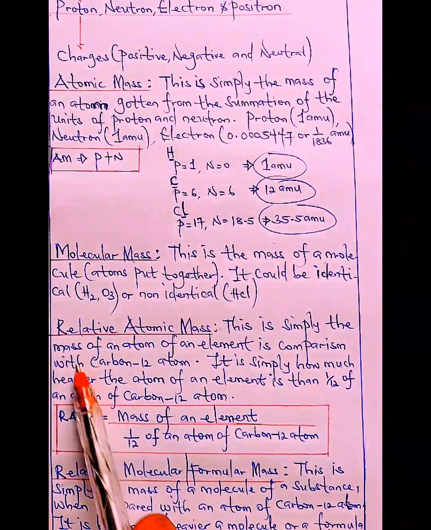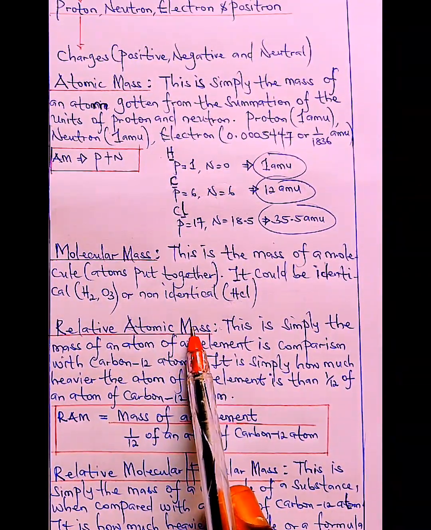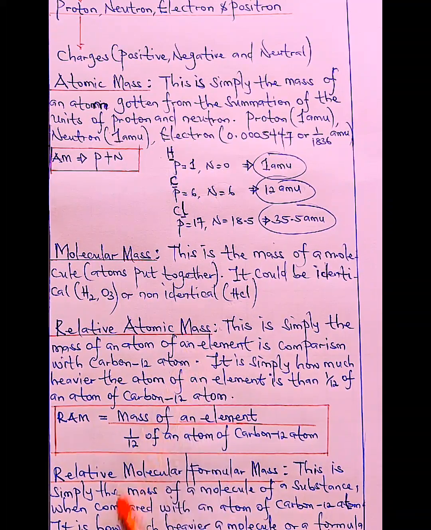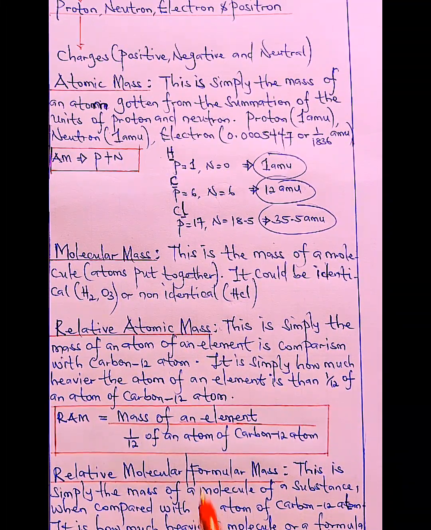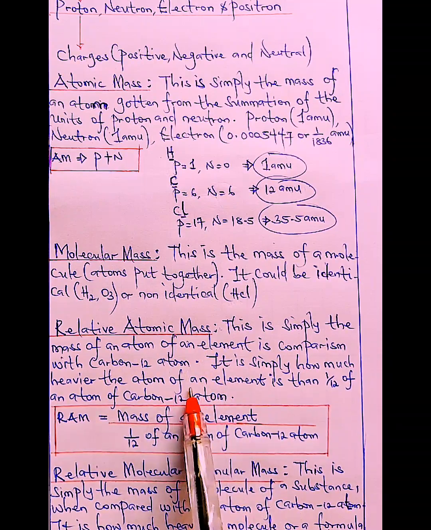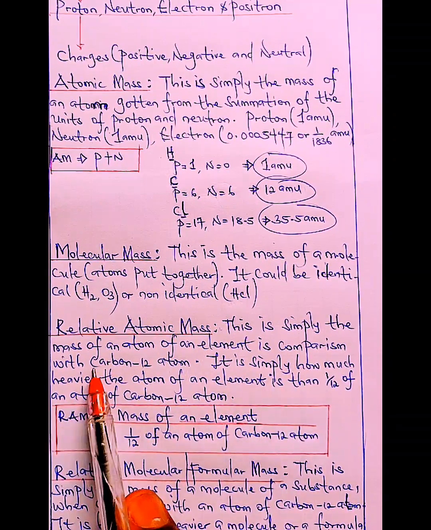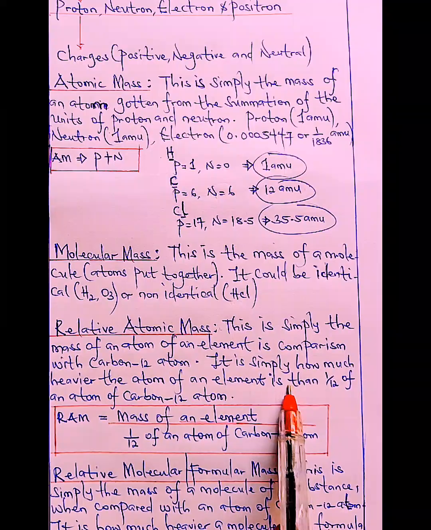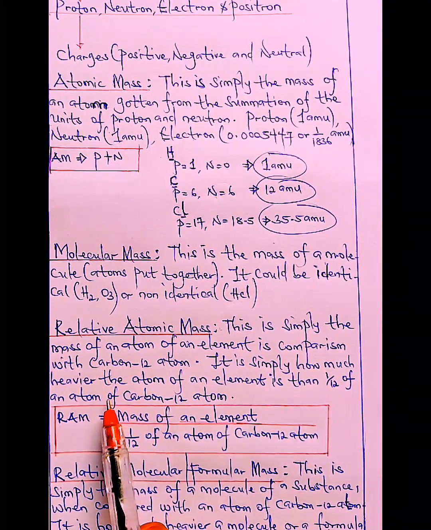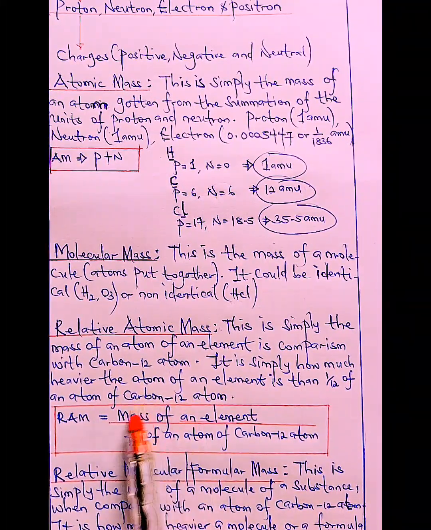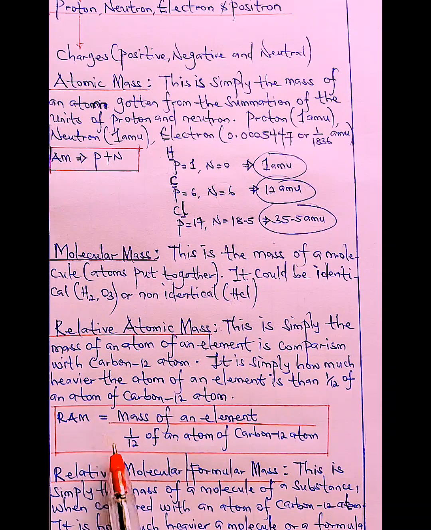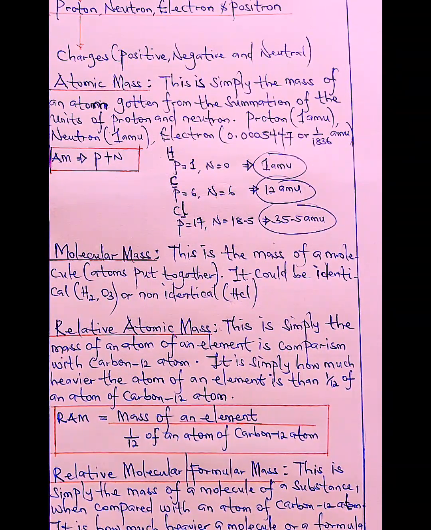Now when we talk about relative atomic mass, we're talking about the mass of a given atom in relationship with the carbon-12 atom. That's what it is. It is simply how much heavier the atom of an element is than 1/12 of a carbon-12 atom. So relative atomic mass is simply the mass of an atom of a given element in comparison with the carbon-12 atom.